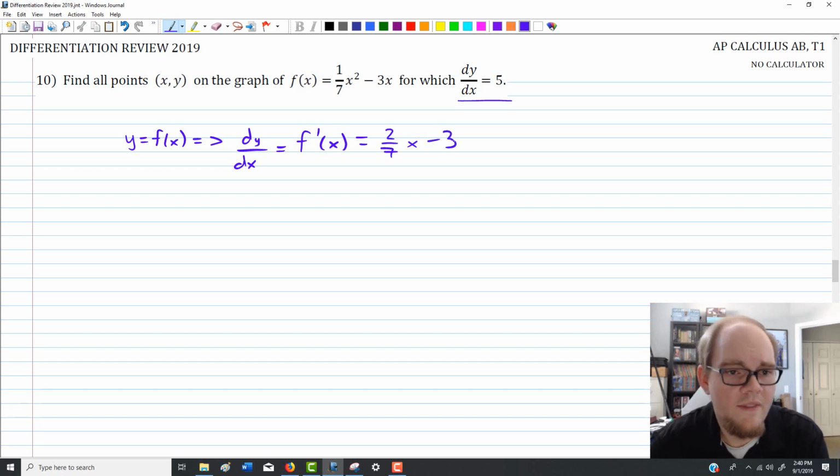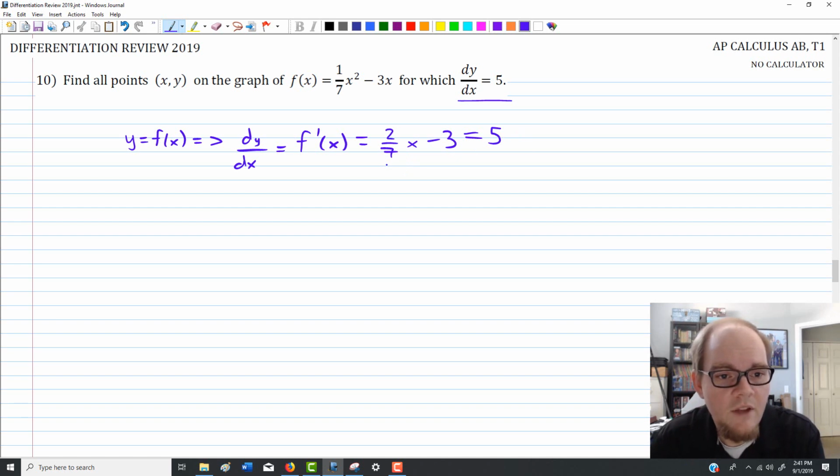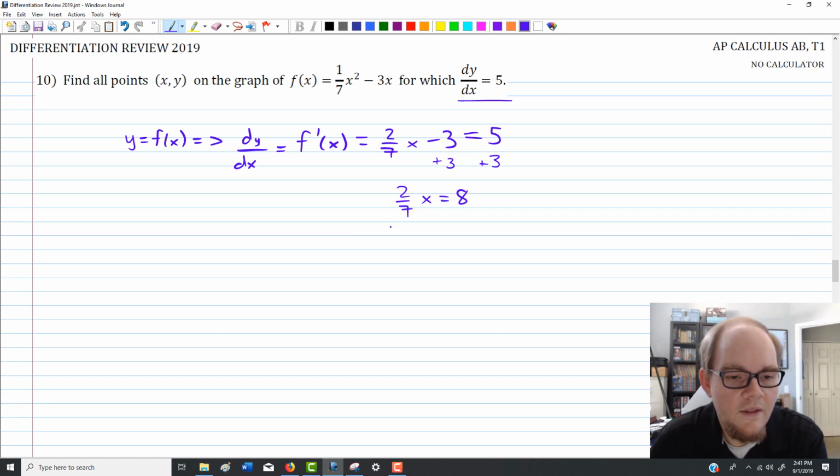And so we just found that that is dy dx. But we want to figure out when dy dx is equal to 5. So let's go ahead and put that in. So looking at all of our ingredients here, we put in 5. We just have our equation to solve. I'm going to add 3 to both sides then. That means 2/7 x is equal to 8. In this case, we're going to multiply both sides by 7 over 2.